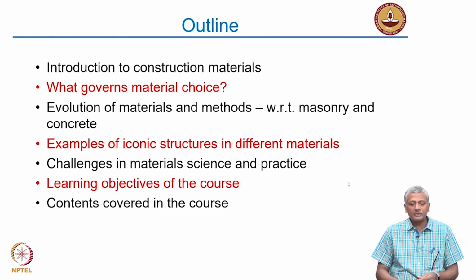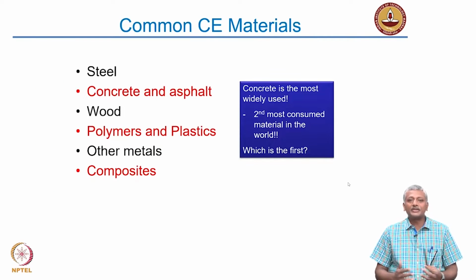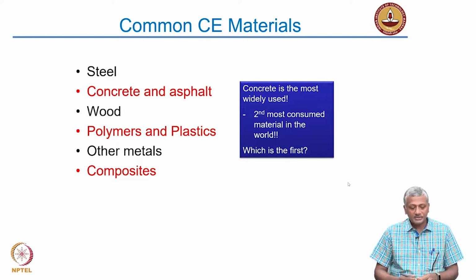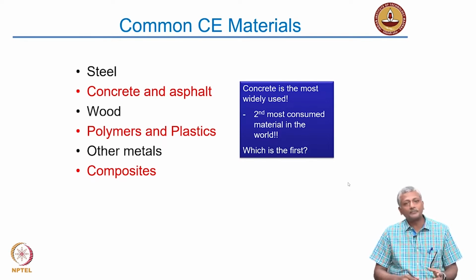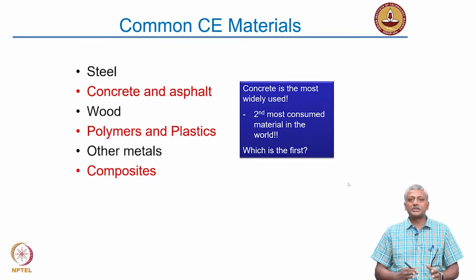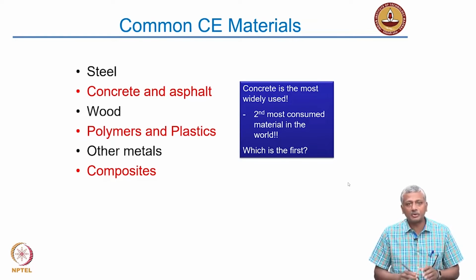All right, so let's begin with what are construction materials. Obviously, these are materials used for construction, and these cover a range of materials starting from steel, concrete and asphalt, wood, polymers and plastics. There are other metals that are used in construction, and composites. Please note here that I have not included soil. Truly speaking, soil is also a construction material, but we deal with soil entirely as a subject in geotechnical engineering. So, I am not really touching upon that particularly here.